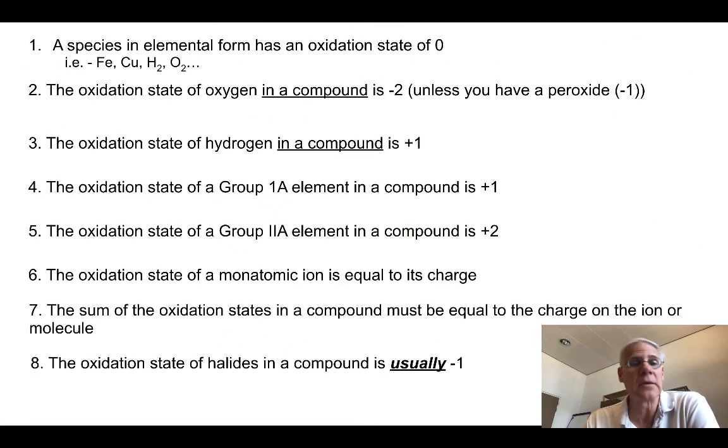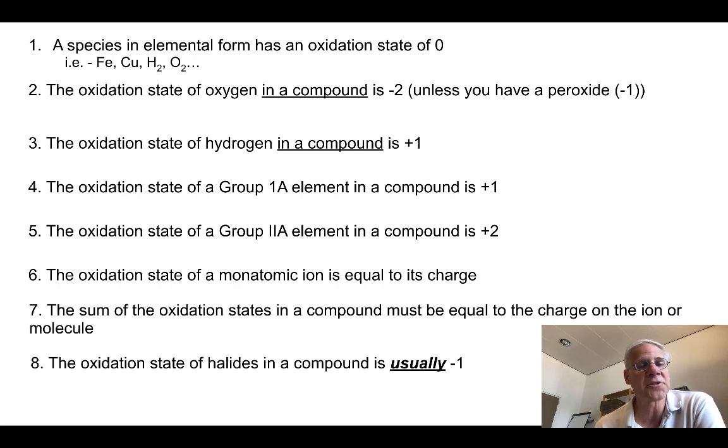The way we assign our oxidation states follows this set of rules. Now there's lots of different ways of doing this. This is a set of rules that I've used for a long time, and I find that it works really well. We'll just go through these here. If you find a species that's in an elemental form, it's going to have an oxidation state of 0. A good way to spot something in an elemental form is you have an element that's all by itself with no other elements with it, and it has no charge on it. If that's the case, it's usually an elemental form.